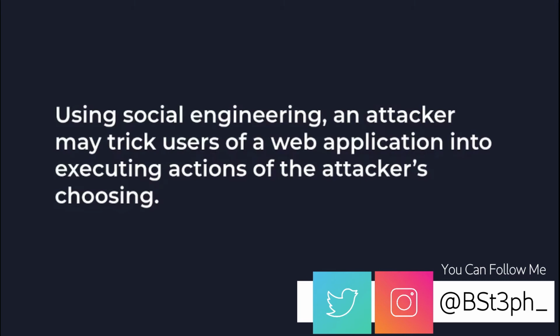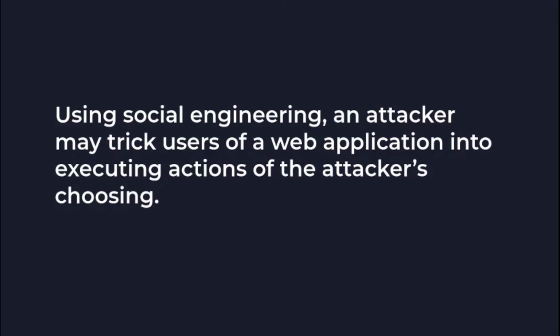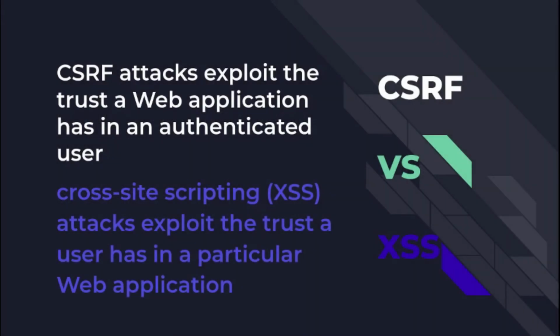With a little help of social engineering, an attacker may trick users of a web application into executing actions of the attacker's choosing, as the unsuspecting user is authenticated by the application at the moment of the attack. It's impossible to distinguish a legitimate request from a forged one. Cross-site request forgery attacks exploit the trust a web application has in an authenticated user. Conversely, cross-site scripting attacks exploit the trust a user has in a particular web application.